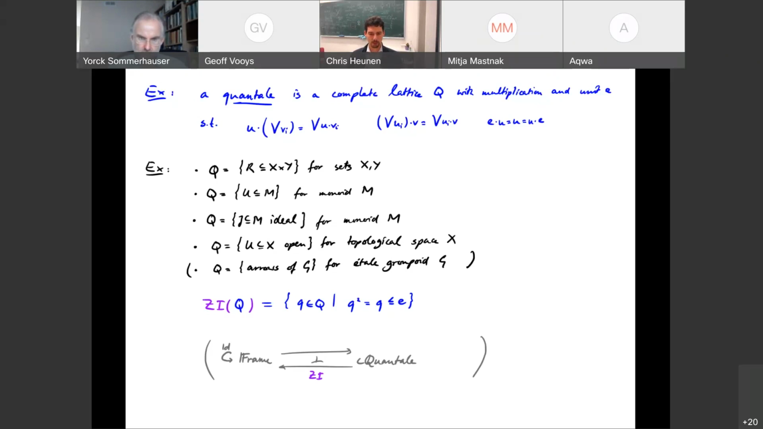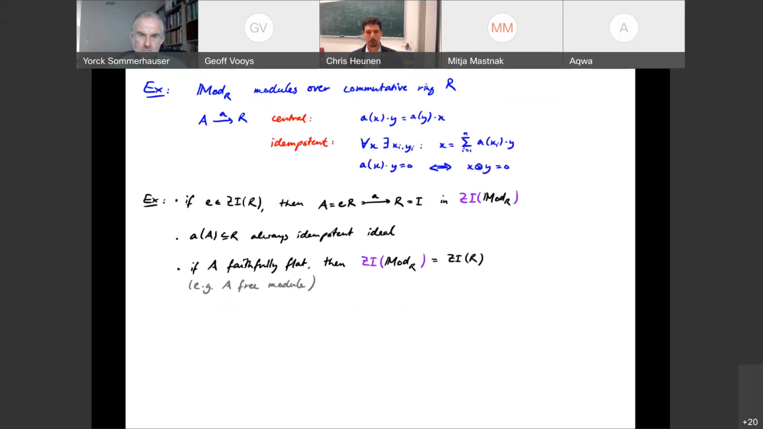I'll put another example between brackets here. If you start with what's called an étale groupoid G, you can look at the set of all arrows of G, that will also form a quantale. And in fact, any quantale will look like that. Okay, now we come to the example that Misha, I think, was asking about.